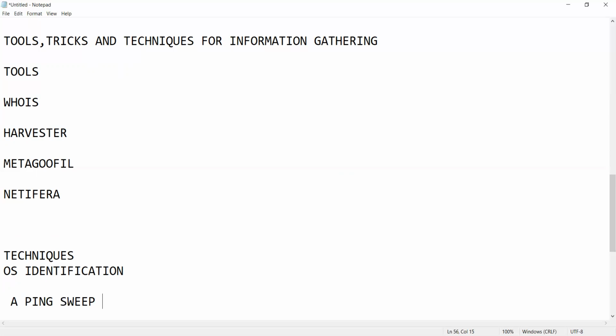So I have discussed the tools WHOIS, theHarvester, Metagoofil and Netifera, and the techniques, OS identification and ping sweep. In the next lecture, we will be discussing the tricks, objectives of footprinting, and much more. So, thank you, students.